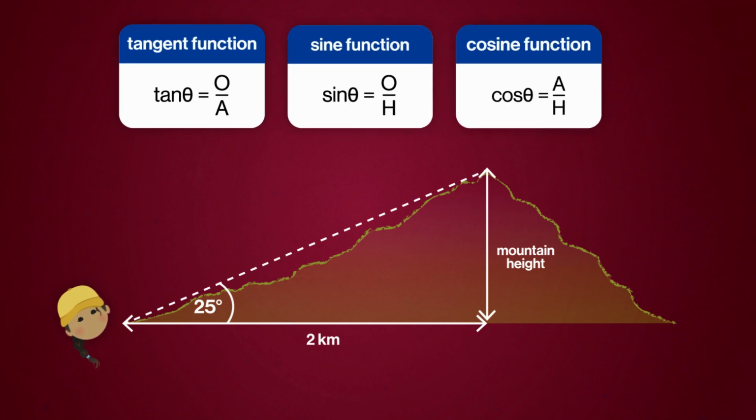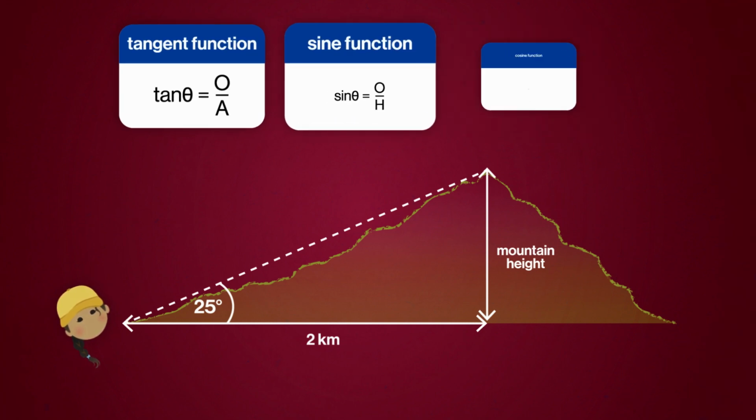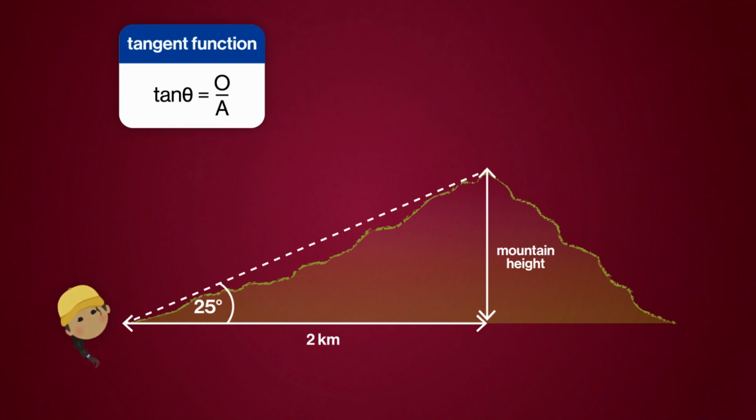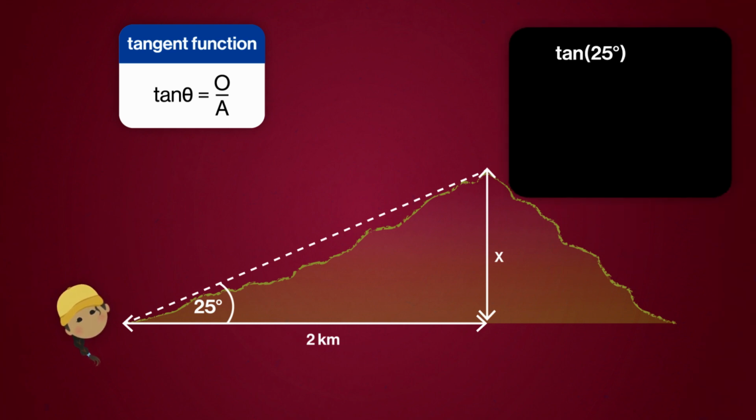Going back to the definition of our trig functions, there's only one that involves both the opposite and adjacent sides of a triangle: the tangent function. If we call the height of the mountain we're after x in true mathematician style, we can write out this problem as the tangent of 25 degrees equals x divided by 2 kilometers.